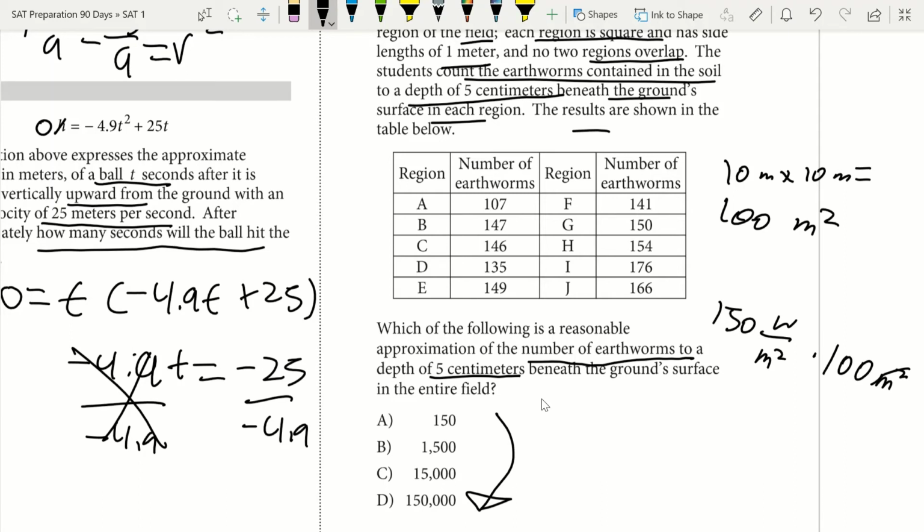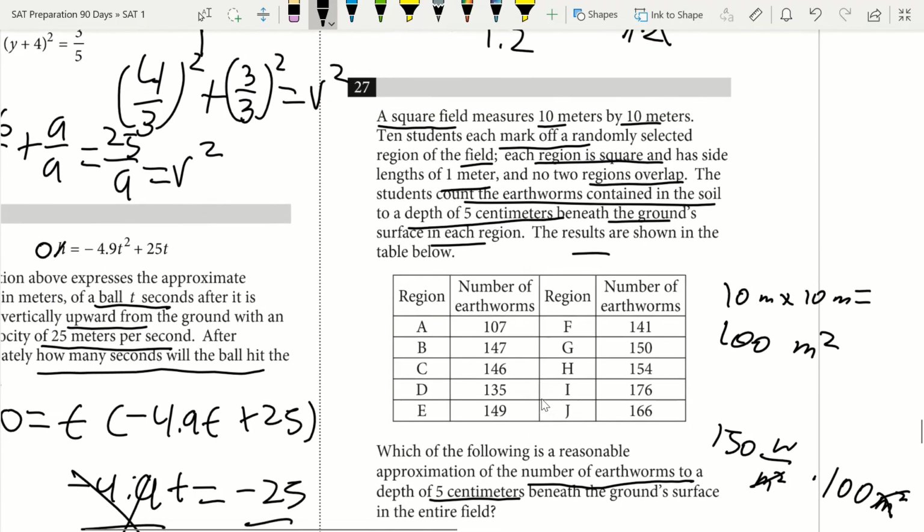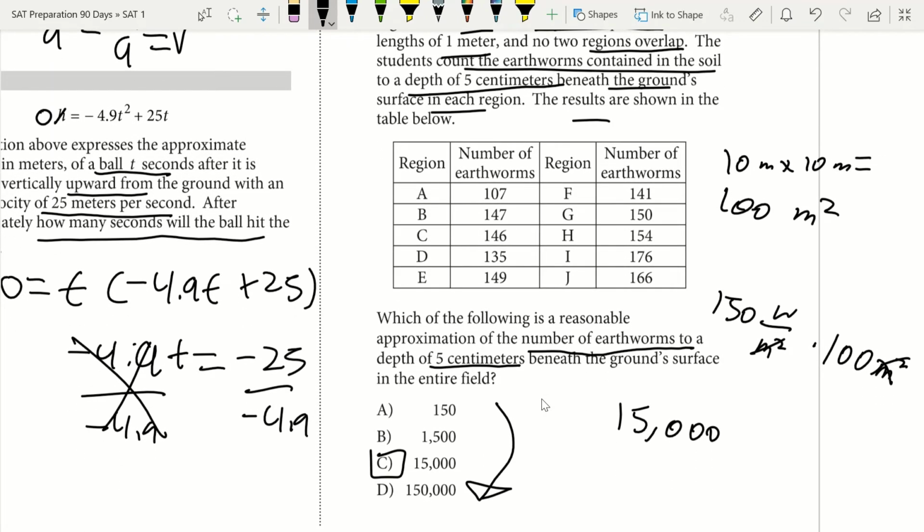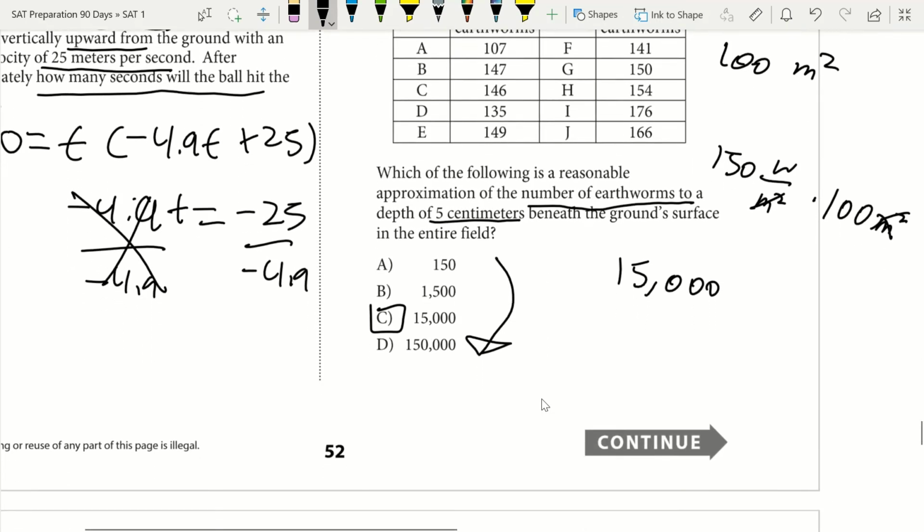When we do that, meters squared is going to cancel, and we're going to have 150 times 100 earthworms, and that is going to give us 15,000 earthworms. So our answer there is going to be answer choice C, 15,000 earthworms. So 27, the answer is C. That one right there is not too difficult. It's just understanding that shape, understanding your area.